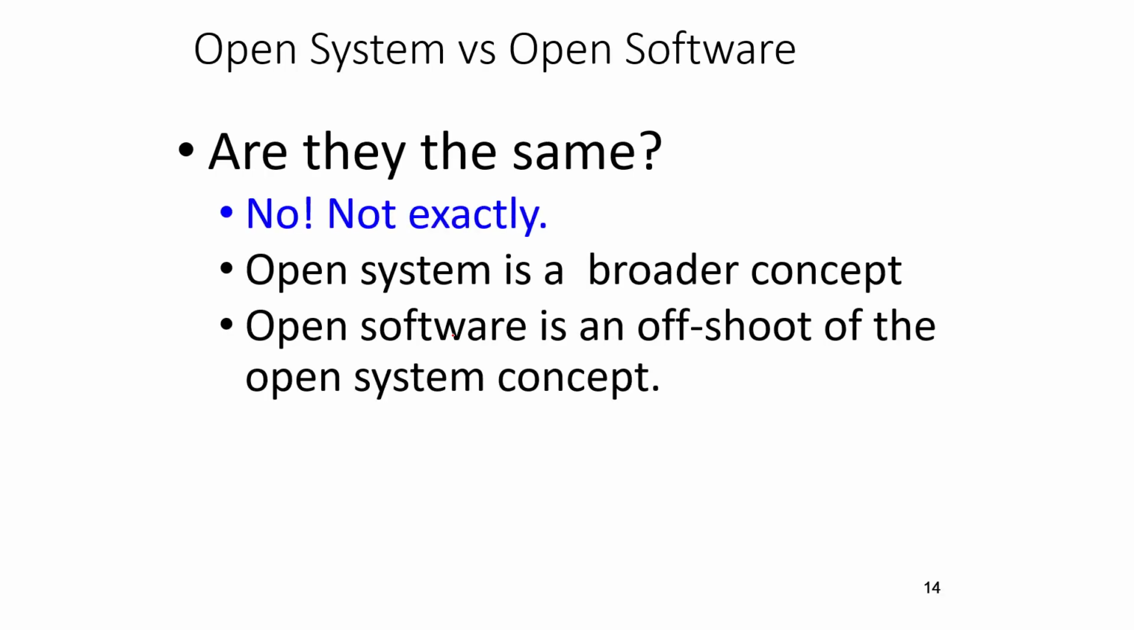Open systems versus open software are not the same. An open system is a much broader concept, which includes the software as well as the protocols, the networking, even parts of the hardware. So an open system is really open. It has open interfaces and standards and so on.